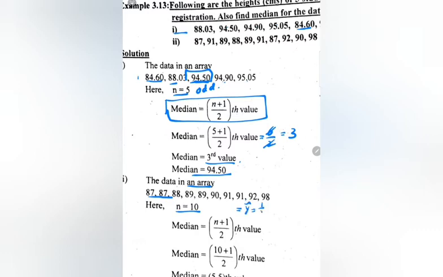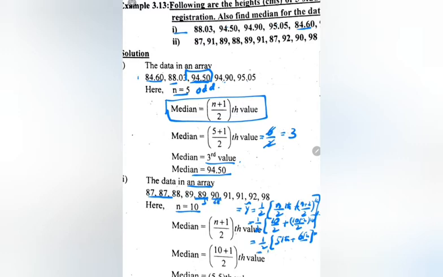y hat is equal to 1 by 2 times the (n by 2)th plus the (n plus 2) divided by 2th values. Here n is 10: 10 by 2 plus (10 plus 2) divided by 2th value. It means the 5th value plus the 6th value. 10 plus 2 is 12, and 12 divided by 2 becomes the 6th value. Now we count 1, 2, 3, 4, 5. The 5th value is 89 and 90 is the 6th value.